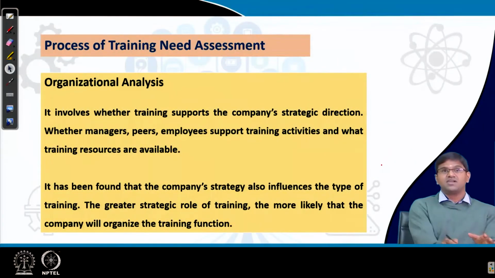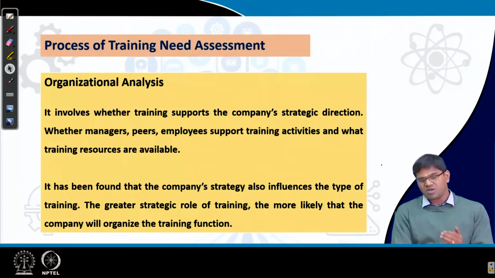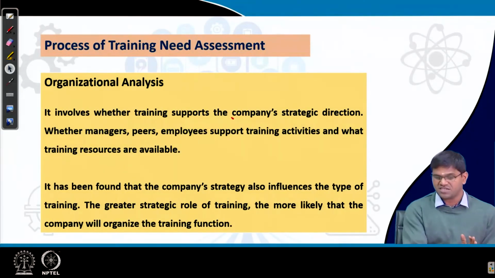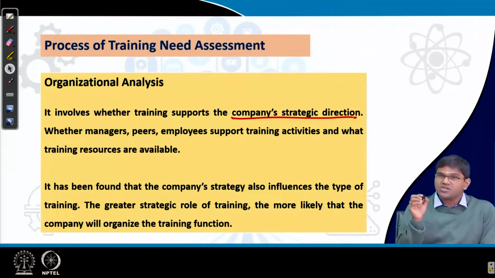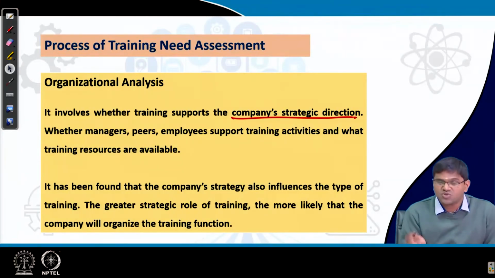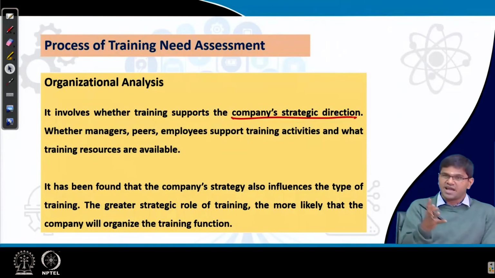As I was detailing in the framework, I will spend a little time here on organizational analysis. It involves whether training supports the company's strategic directions. The company would have strategic directions. Is my training going to support them, or do I need to customize the training so as to support my strategic decision? It is very clear: the strategic decision should drive the kind of training program I have to do. I will also have to see whether my manager, peers and work environment are going to support the training activities, and whether they are going to provide adequate resources for the delivery of the training program.